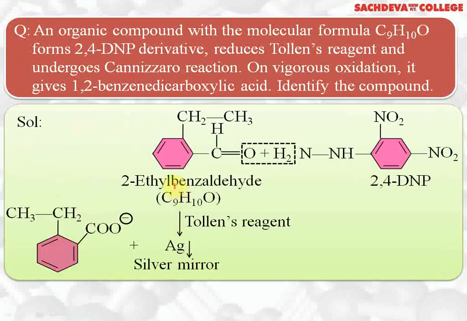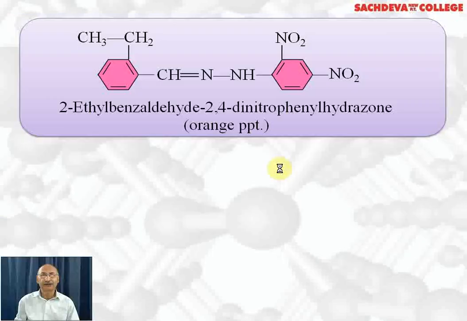So the possible structure based on this information is 2-ethylbenzaldehyde, the starting compound. Let's confirm it with the reactions. It undergoes a reaction with 2,4-DNP and forms the corresponding 2,4-dinitrophenylhydrazone, whose structure is given here. This is the structure of 2-ethylbenzaldehyde 2,4-dinitrophenylhydrazone, which is an orange precipitate. Oxygen from 2-ethylbenzaldehyde and hydrogen from 2,4-DNP: water is removed and a double bond is formed.